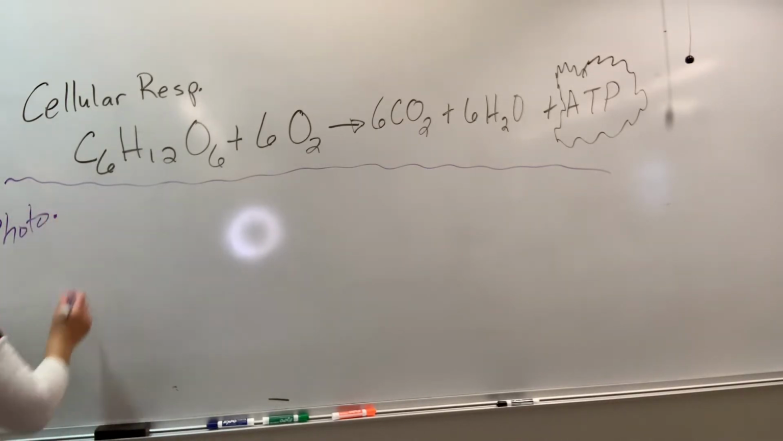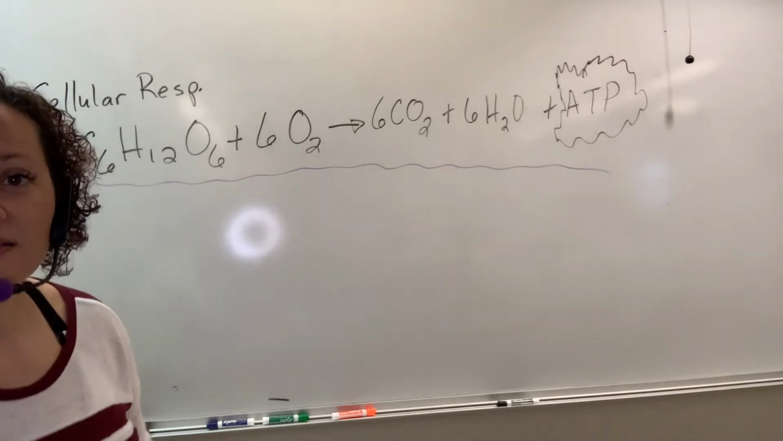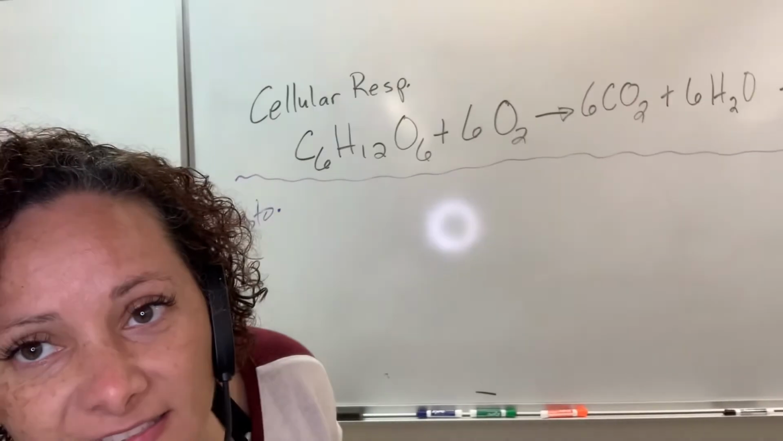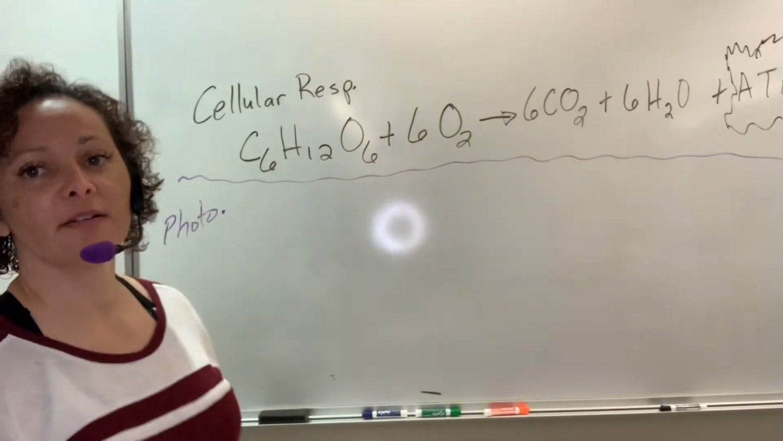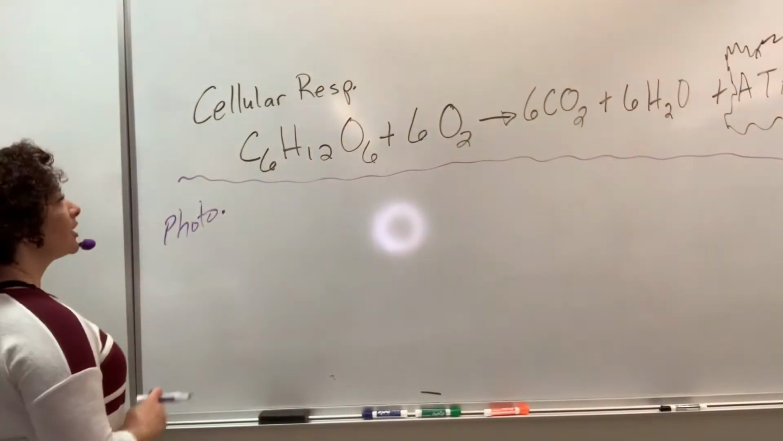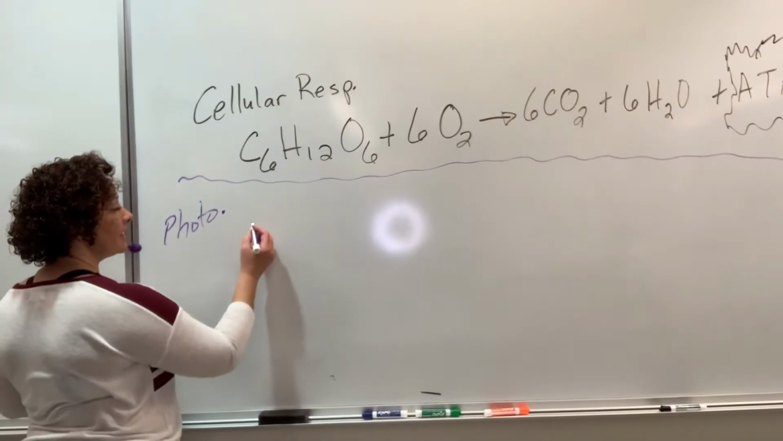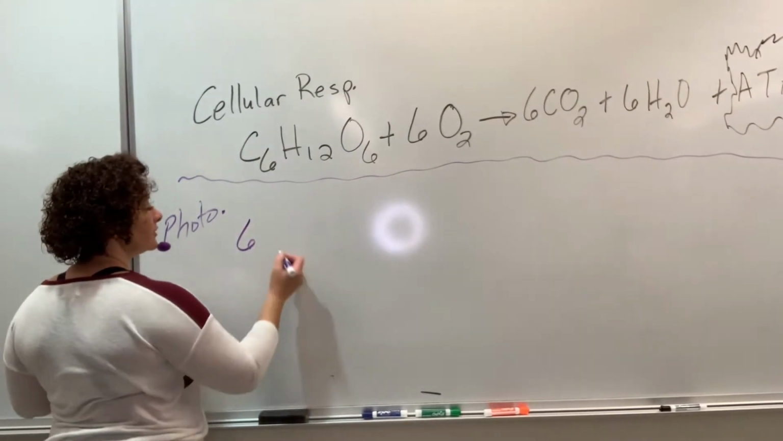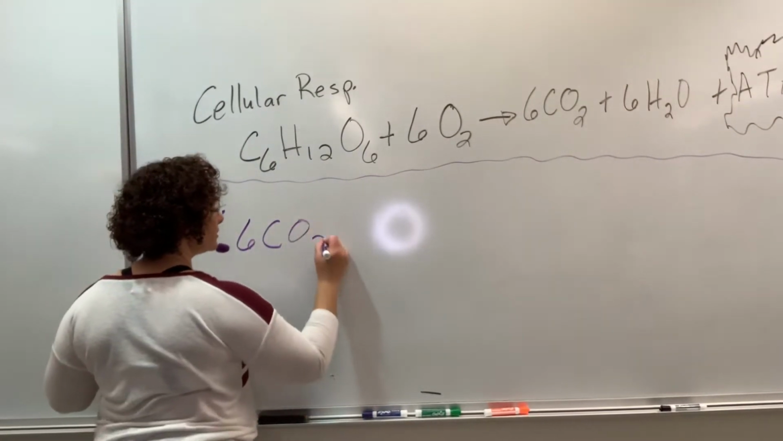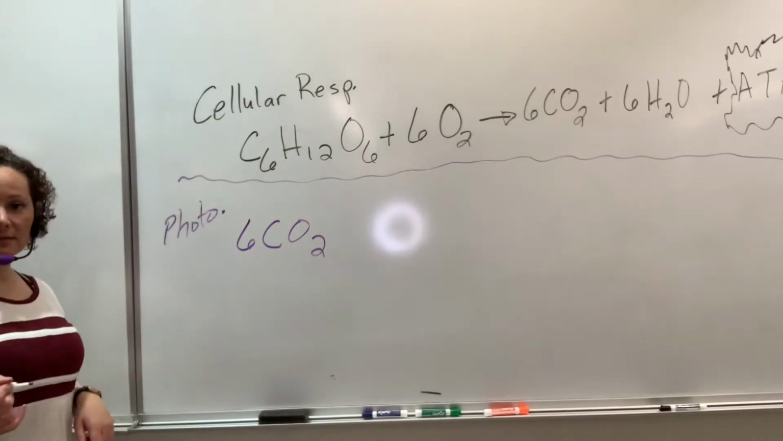I'm just going to put photo right there, your plants. Let's go ahead and turn this back around so you guys can see again. There we go. There you go, your photosynthesis. Your plants are going to take in CO2. So 6 CO2 molecules are going to be taken in by the plants, okay?